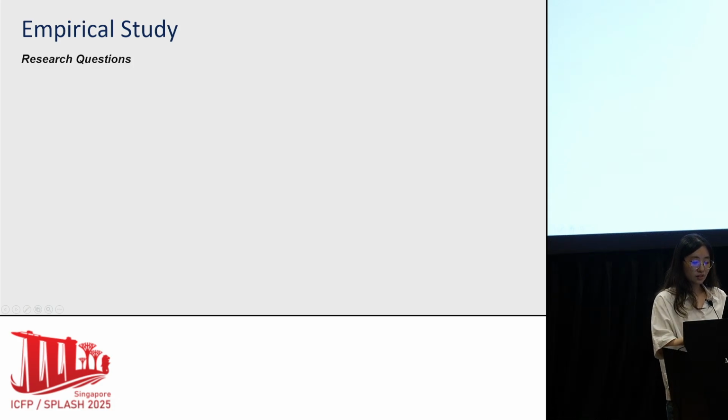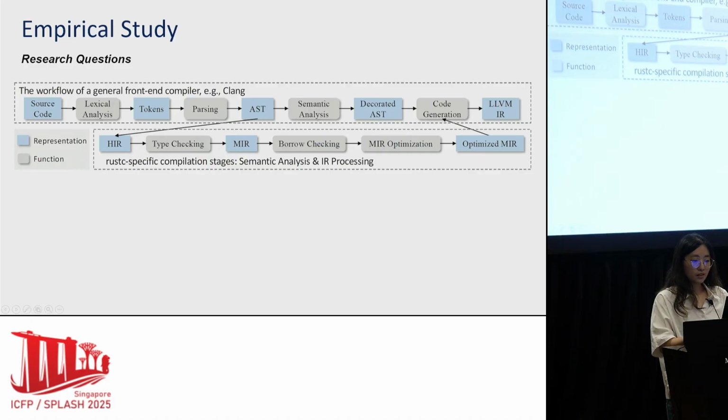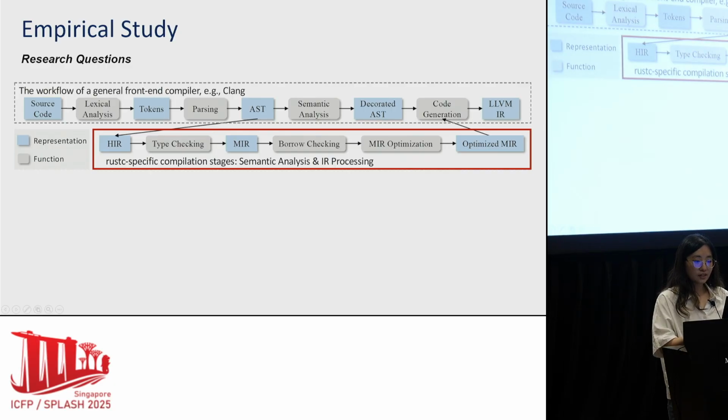Let's compare rustc with Clang. The unique part of the pipeline is from AST to HIR, where analyses are performed based on HIR, and then to MIR, where further analysis and optimizations take place. This corresponds to the semantic analysis and IR processing stages in the compiler. Our study mainly focuses on this part of rustc.